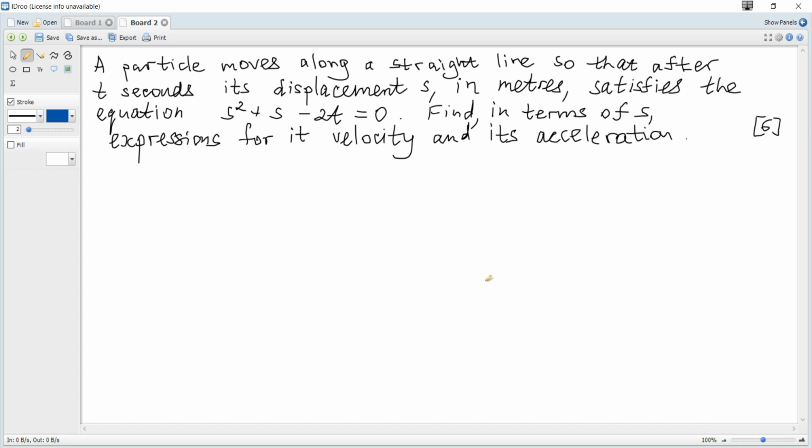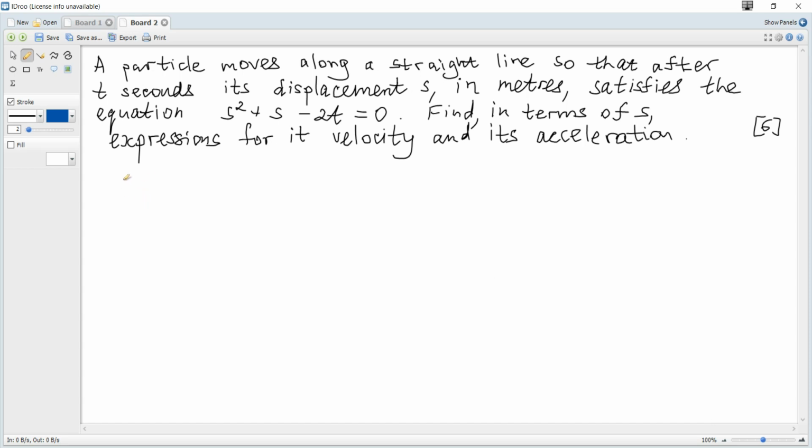A particle moves along a straight line so that after t seconds its displacement s in meters satisfies the equation s squared plus s minus 2t is equal to 0. Find, in terms of s, expressions for its velocity and its acceleration.